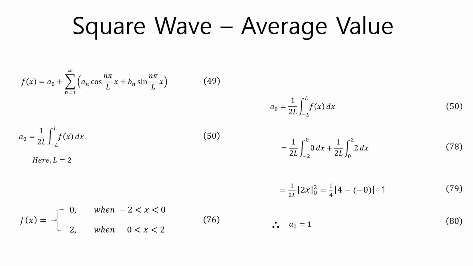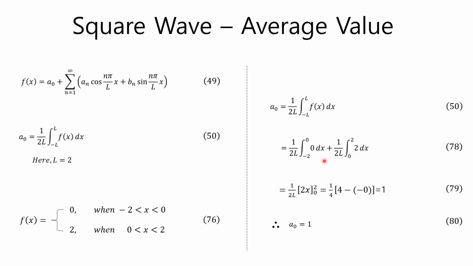First, let's find A0 using Euler's formula 50. The period of a square wave is 4, and L is half the period, so it is 2. By substituting the value of the f(x) function in equation 76 into equation 50 and calculating the integral equation for each section, equation 78 can be obtained.